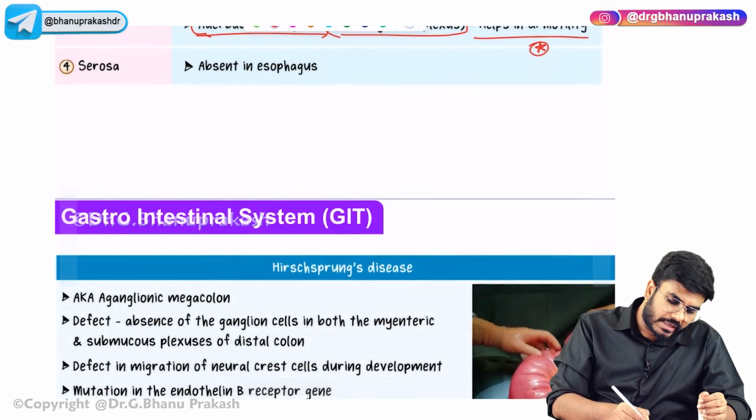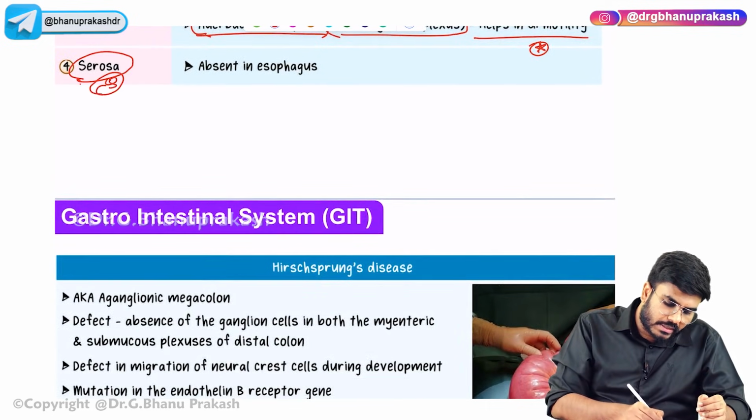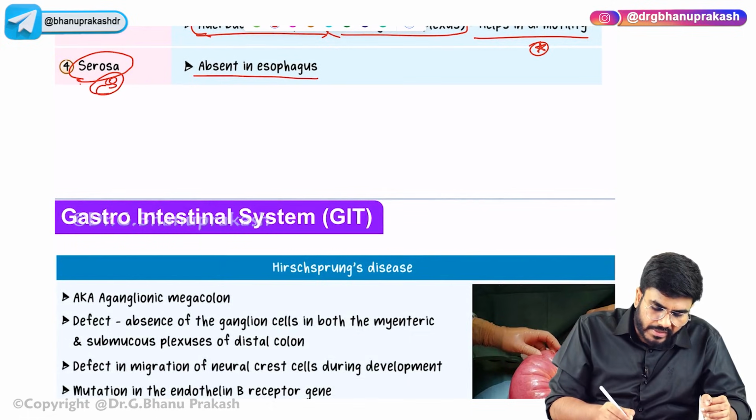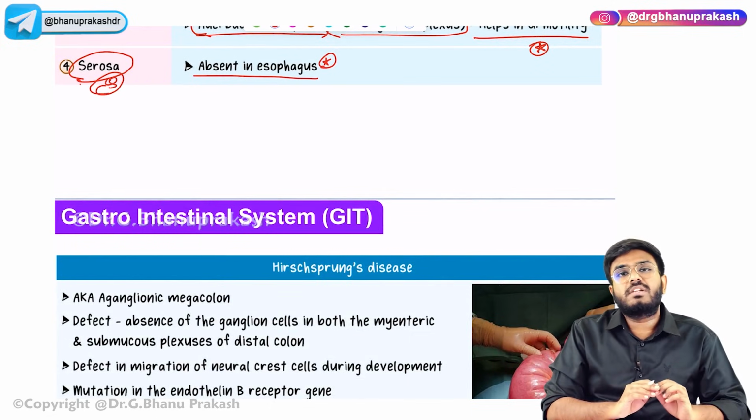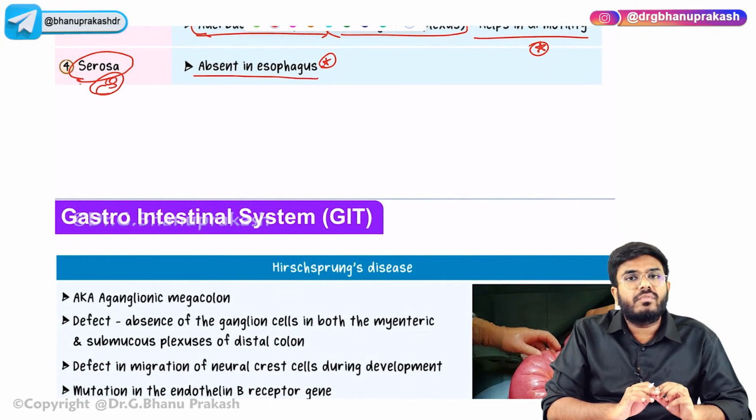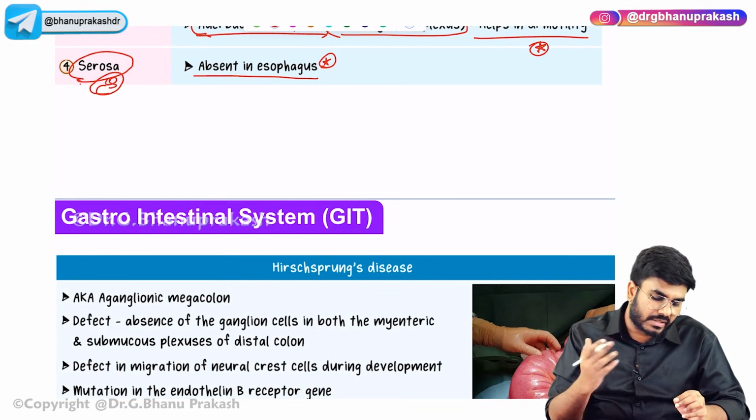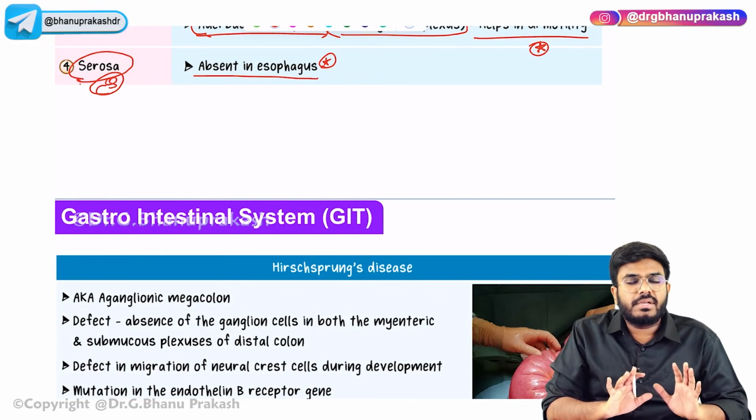Next, the next layer is called the serosal layer. The serosa is absent in the esophagus. This is a recent PYQ. Serosa is absent in which organ? The esophagus does not have serosa. It contains adventitia, that's a totally different thing. Serosa is absent in the esophagus.